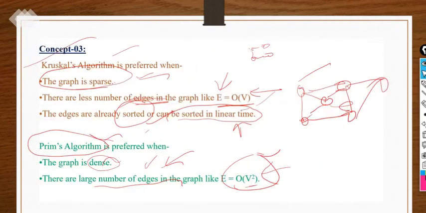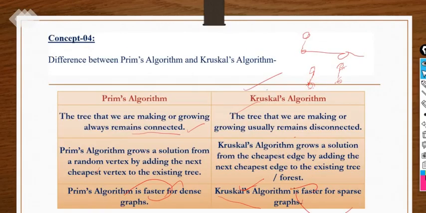In the next lecture we will discuss the single source shortest path, in which we will discuss Dijkstra's algorithm and the Bellman-Ford algorithm.